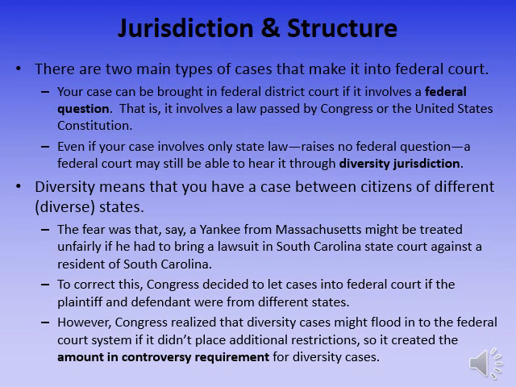But Congress was kind of afraid that these diversity cases might flood the federal court system if they didn't place some kind of additional restriction on it. And so they created the amount in controversy requirement for diversity cases. So just having people from different states isn't enough. Your lawsuit also has to be worth a certain amount of money. You have to be seeking a certain amount of damages, basically, over a particular dollar figure. So that was designed to only let the most important cases where people from different states were involved into the federal court system and sort of keep the flood of all these smaller cases from overwhelming the federal courts.